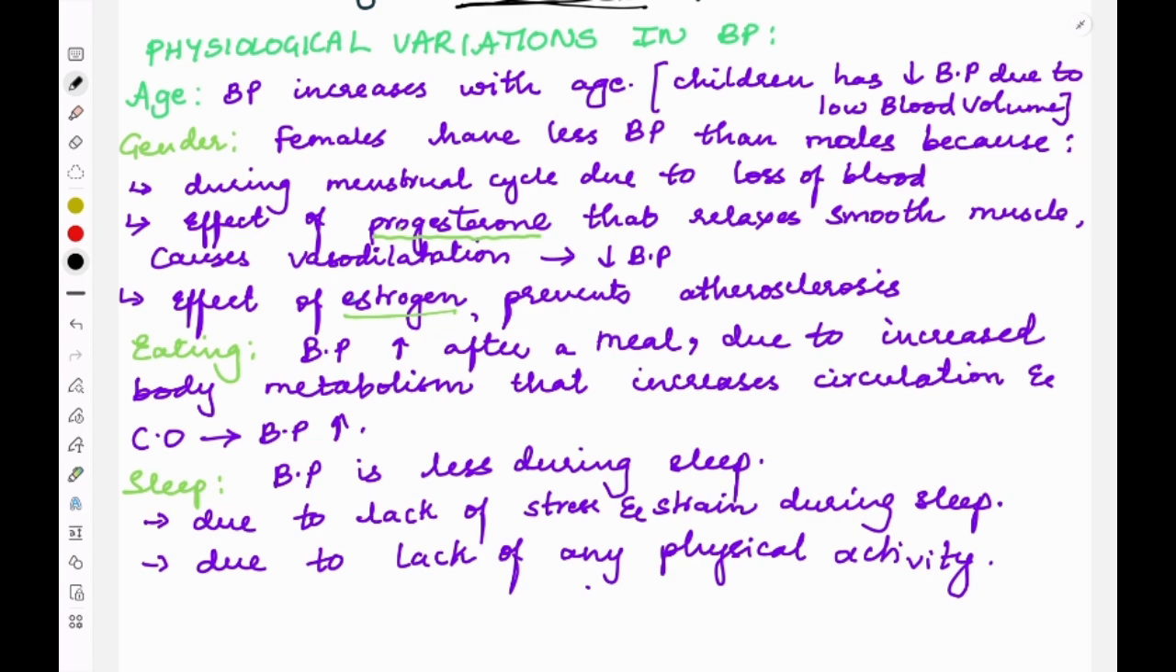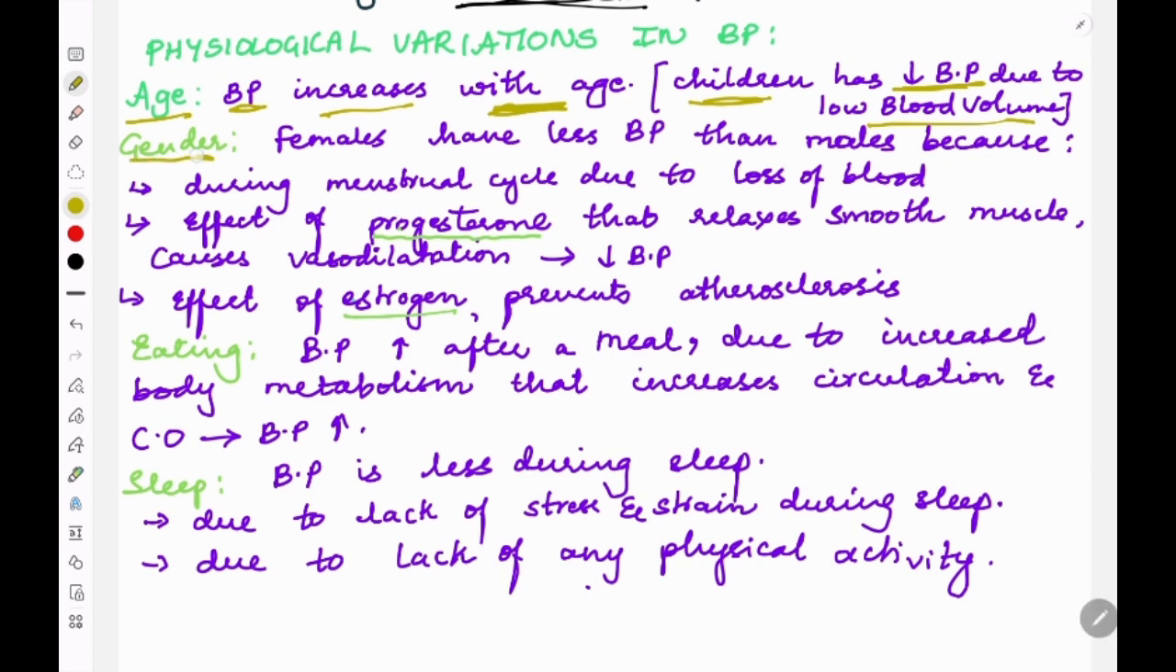What are those variations? The first variation is age. The children will have low BP, because of the less blood volume. If the blood volume is less, then the blood pumped from the heart will be less. So because of that, there is less blood pressure. That's why it is said that the BP increases with age. Adults, in contrast, will be having more blood volume, and hence they'll be having more blood pressure.